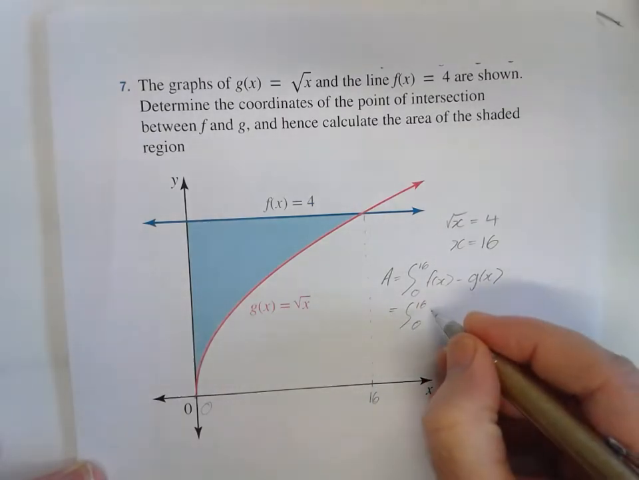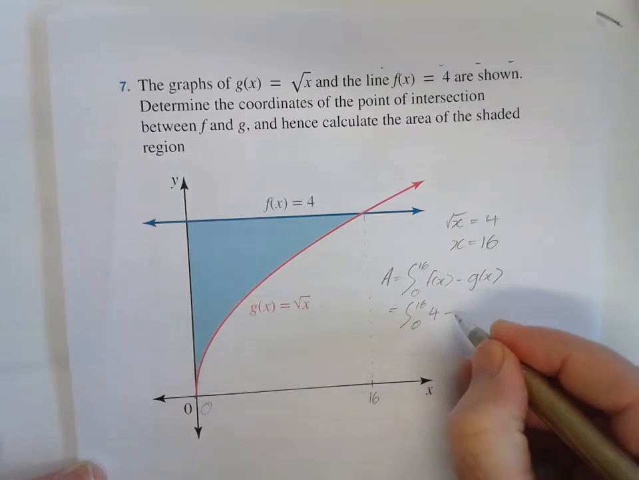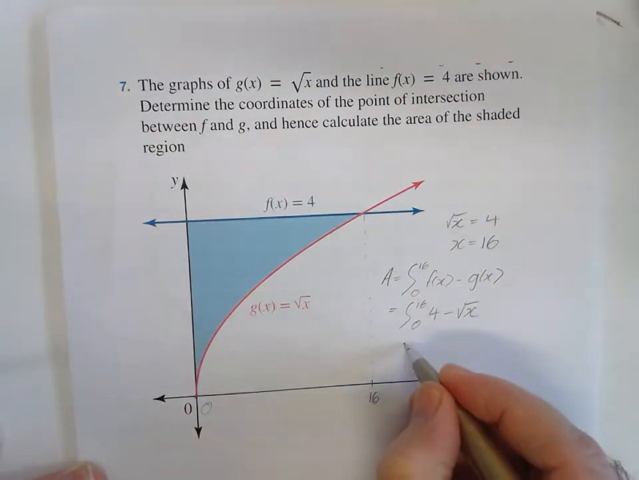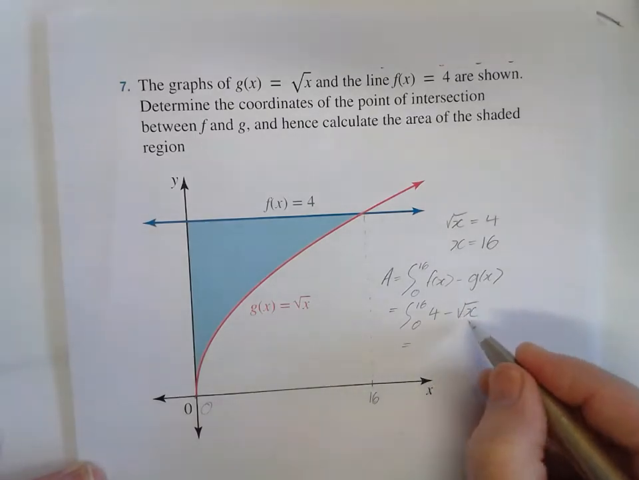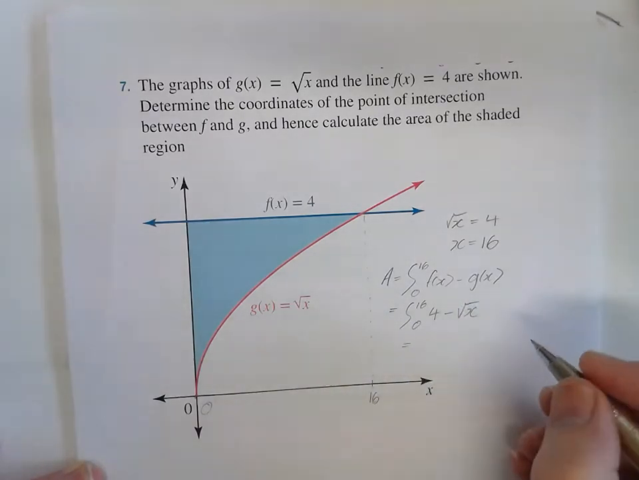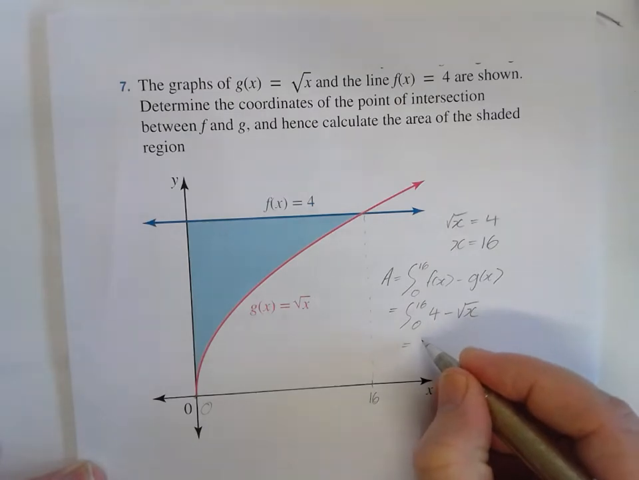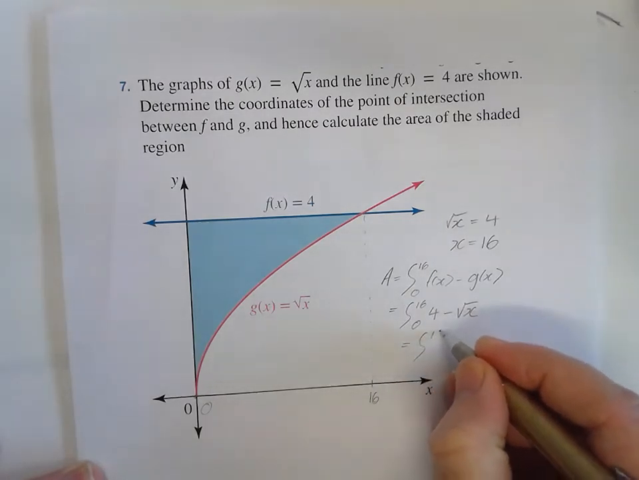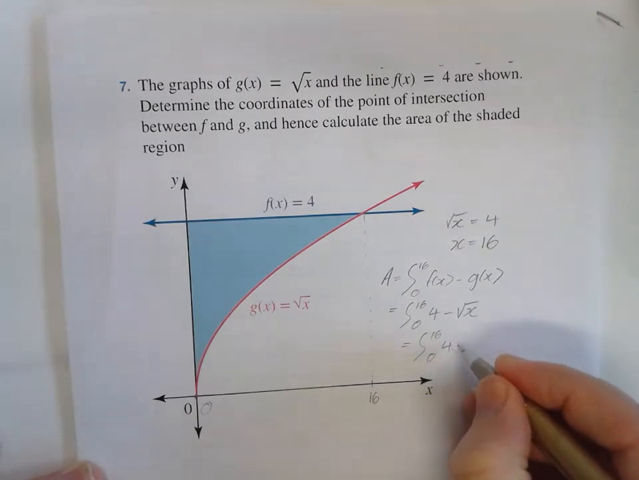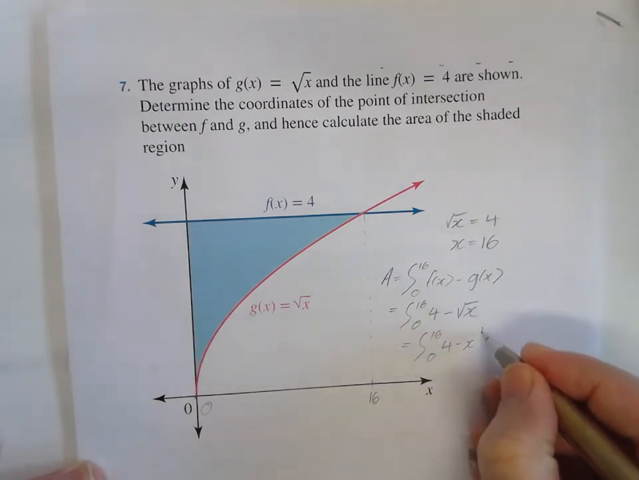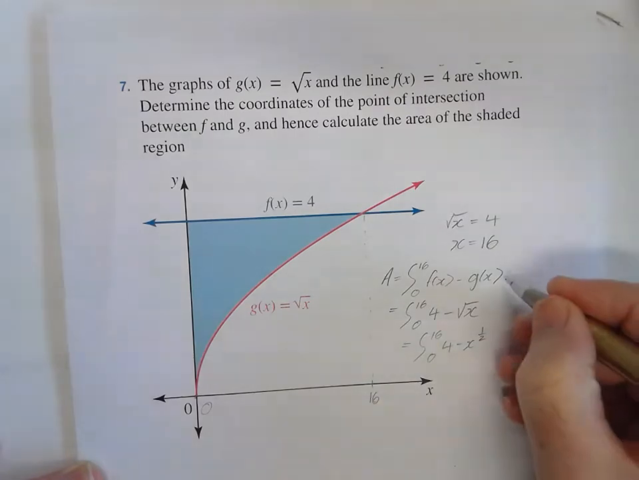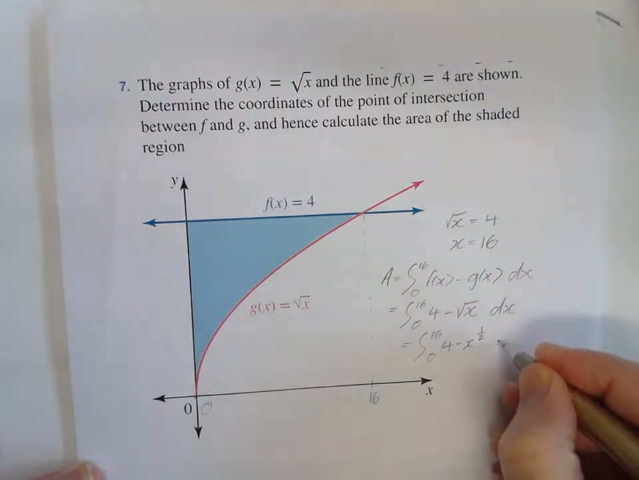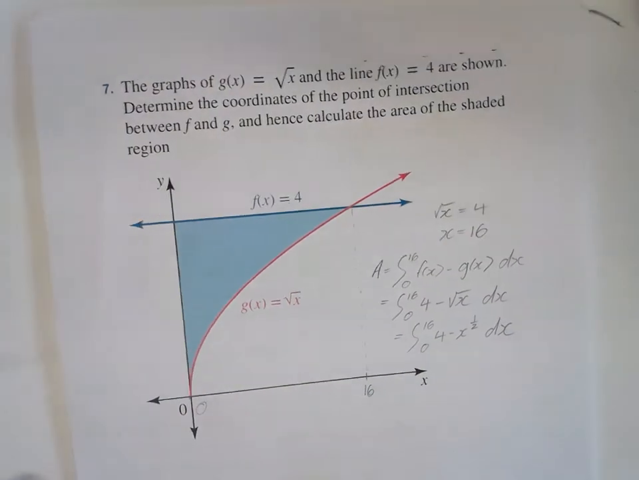So I'll turn that into a function. f of x is 4, and then I'm taking away g of x, which is root x. Then I'm going to rewrite that in indice form so that I can use my integration rule. By the way, all of these are with respect to x. Okay, cool. So I'm now ready to go.